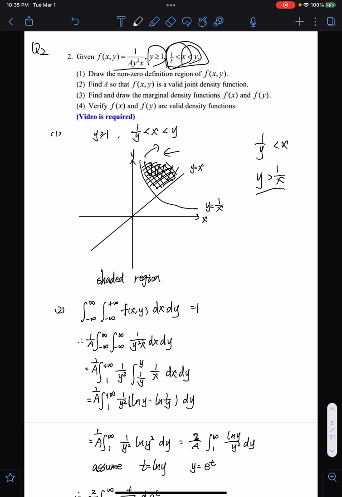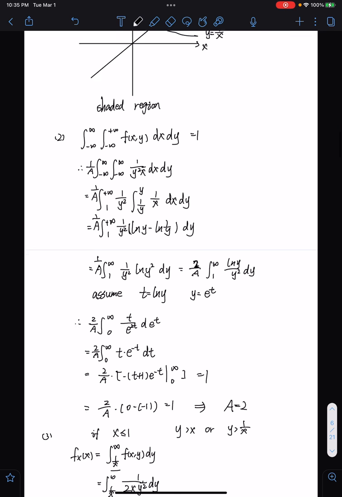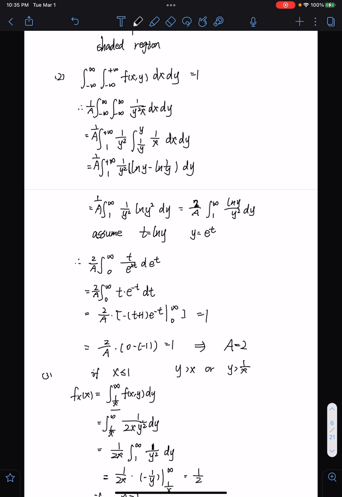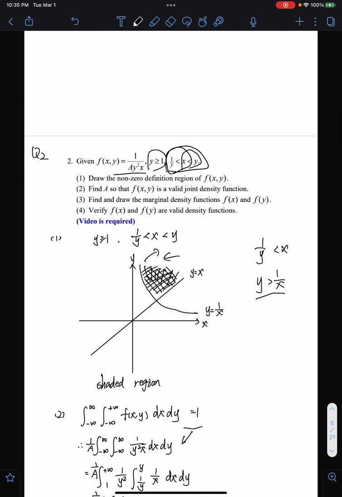The second is to find the constant a, so that the density function is a valid joint density function. And we take the property of the density functions, which is that when we take the integral of the density function, the final result will equal 1. So we can write these functions, and then we need to get the upper and lower bounds of x and y. First, let's look at the conditions mentioned in the question.